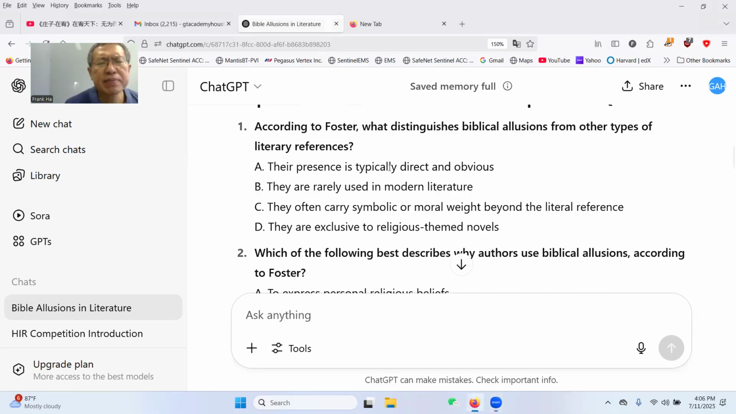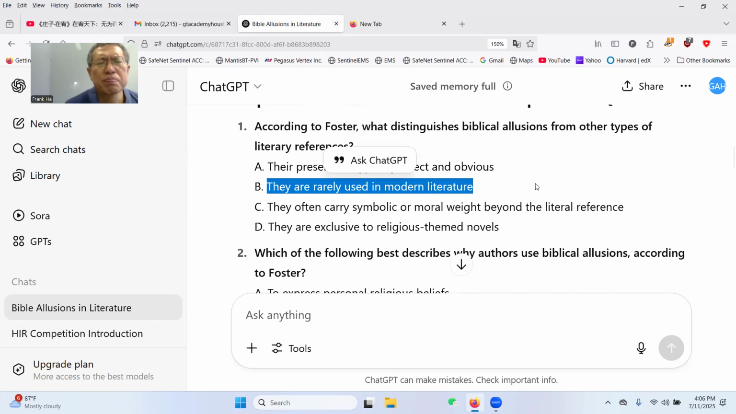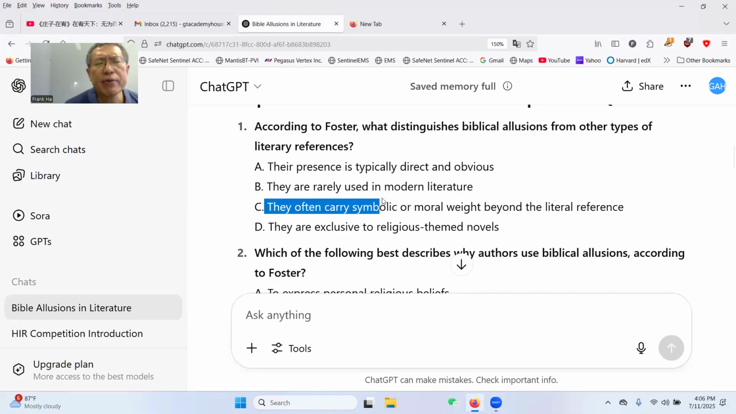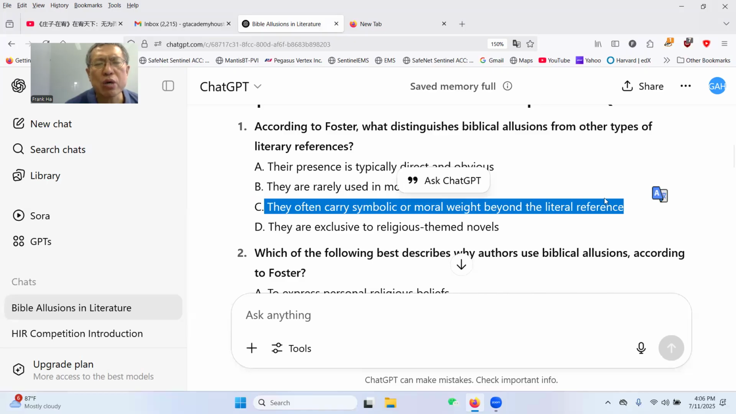Is number 1 correct? No. Wrong. How about number 2? No. Wonderful. You are using logical deduction. They often carry symbolic or moral weight beyond the literary reference. Yes or no? Yes.